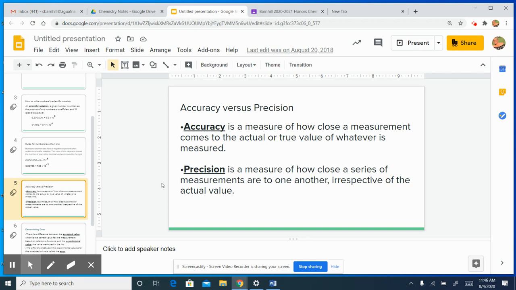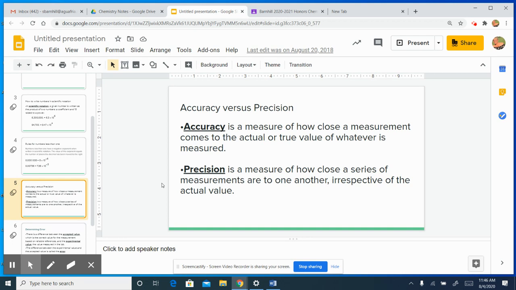So we know that the accepted value of the boiling point of water, for instance, to be 100 degrees Celsius. So if you measured 3 times the boiling point of water and you got 98 and 100 and 102 and took the average, it would be 100, and you would be fairly accurate.